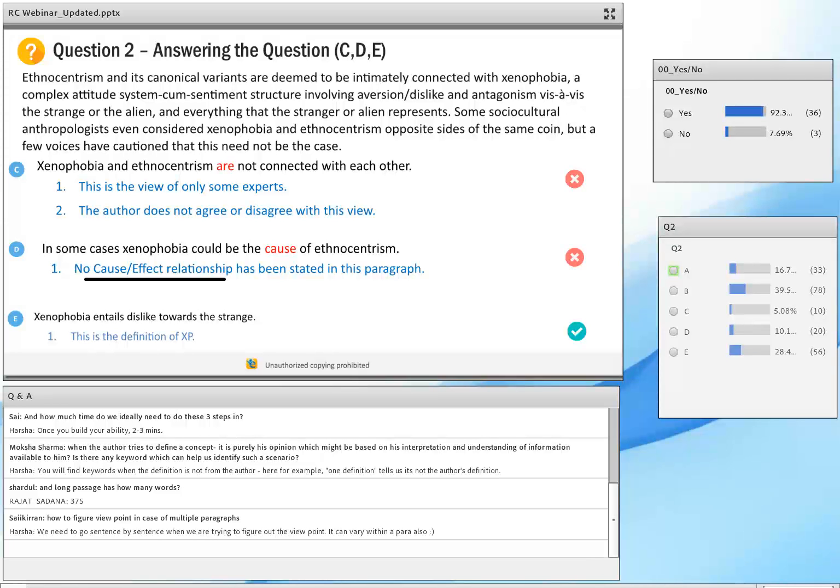That is something which the author has presented as a fact, a complex attitude cum sentiment structure involving A, B, and C. This is a definition that the author has presented himself. So yes, you can infer this. Okay, so that's why choice E is the correct answer.